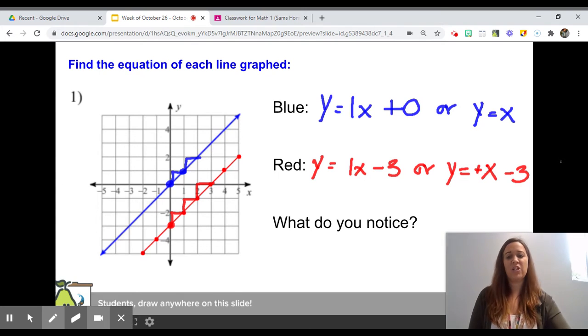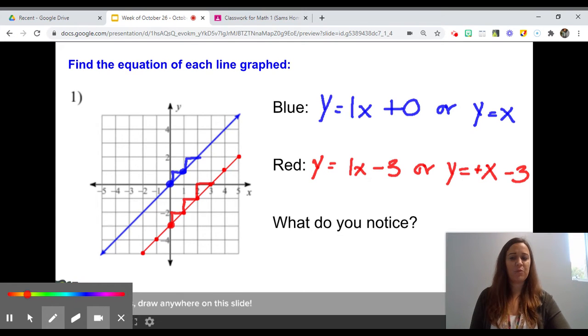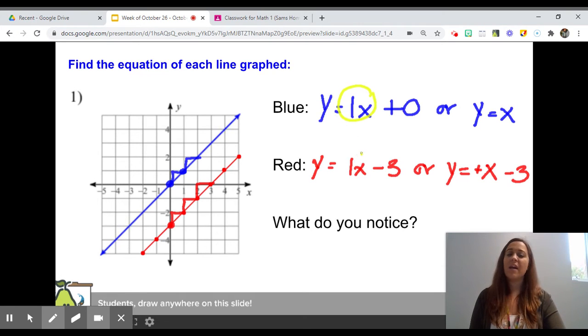Some things that I noticed is that the lines are parallel, they're never touching. And then also something to start looking at is the slopes were the exact same. So I had a positive 1x for my blue line and a positive 1x for my red line. Could that be something that I'm going to end up making with my mathematical argument as to what makes lines parallel?